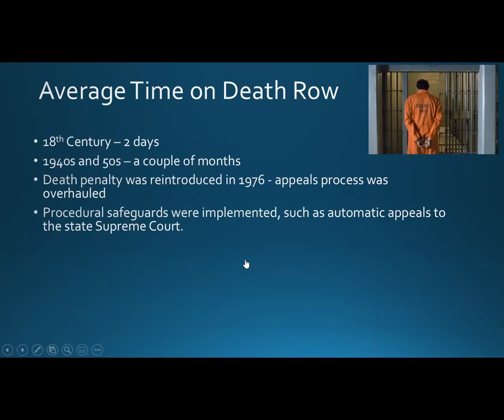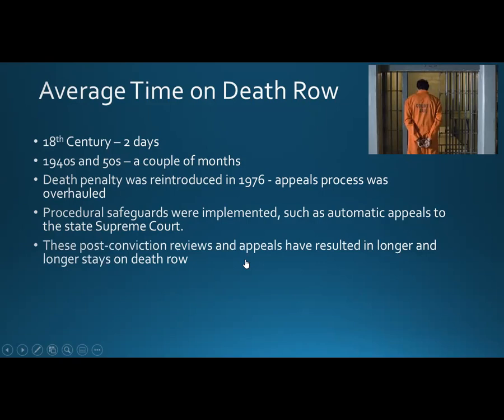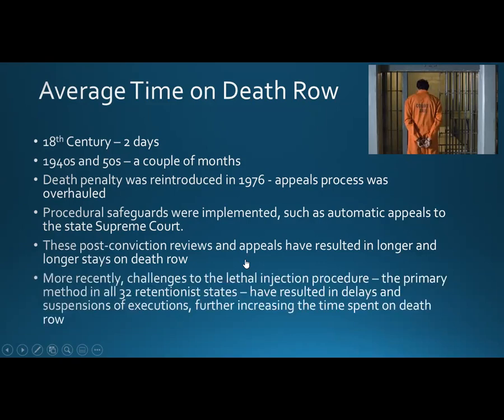Procedural safeguards were implemented, such as automatic appeals to the state Supreme Court. Anytime somebody's found guilty, appeal is automatic. Post-conviction reviews and appeals have resulted in longer and longer stays on death row. And then, of course, a few years back, challenges to lethal injection procedure. They said it was cruel and unusual, and the countries that were giving us the mixture for them would no longer give it to us. And so there was a hiatus for a while because none of the states could get the lethal injection.